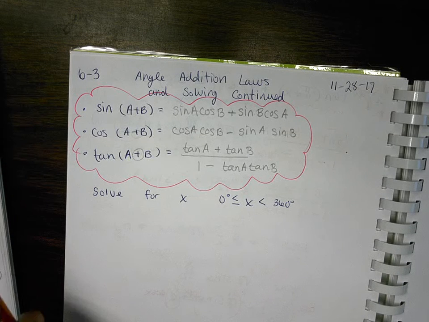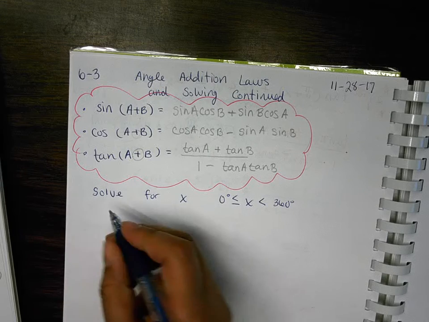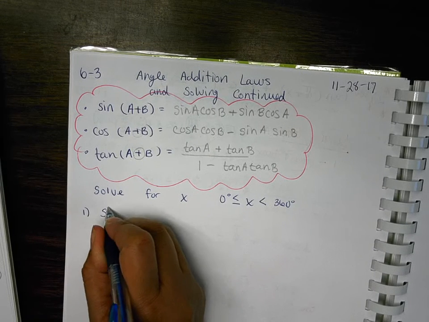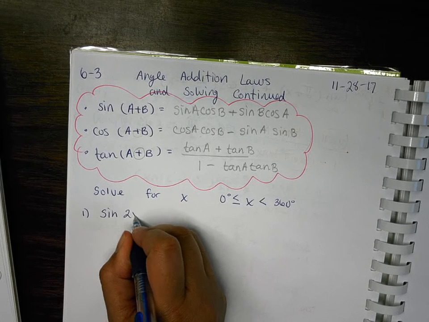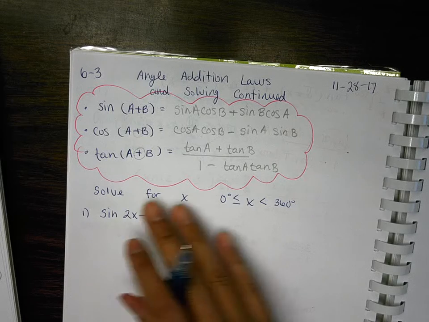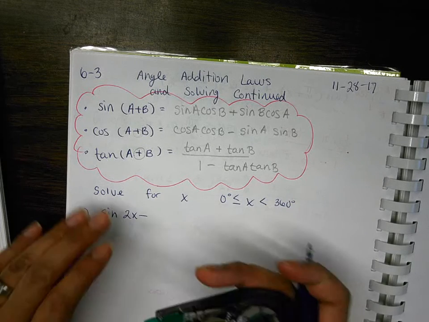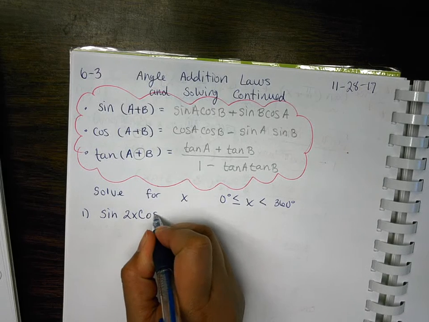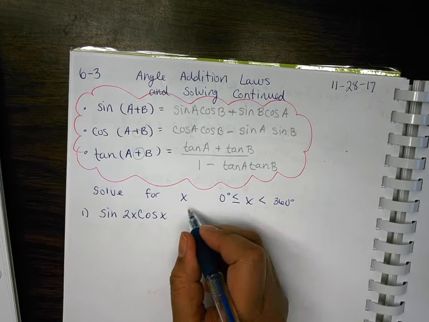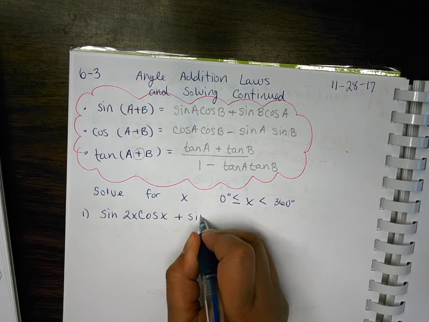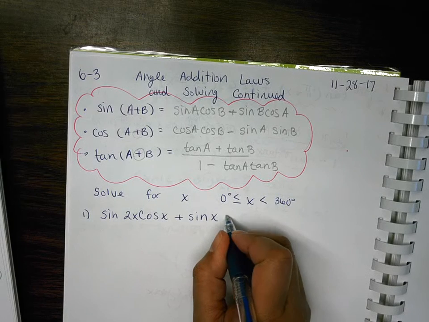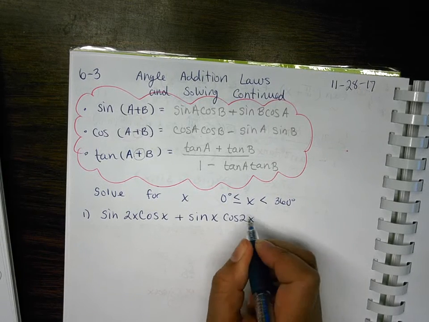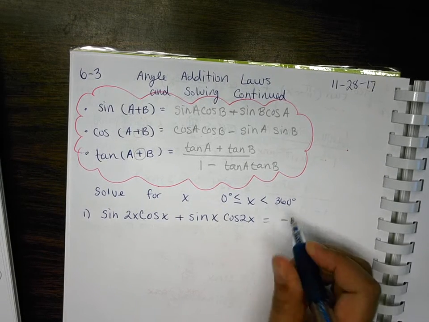Okay, number 1. Sine 2x times cosine x plus sine x cosine 2x equals -1.